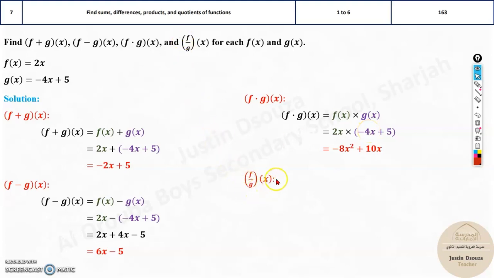And f of x divided by g of x, again another simple type. Same functions. Now over here, they don't ask you to do the long division or anything. Just write them as a fraction. 2x is up above, numerator, negative 4x plus 5. But here they usually ask you to write the undefined number.